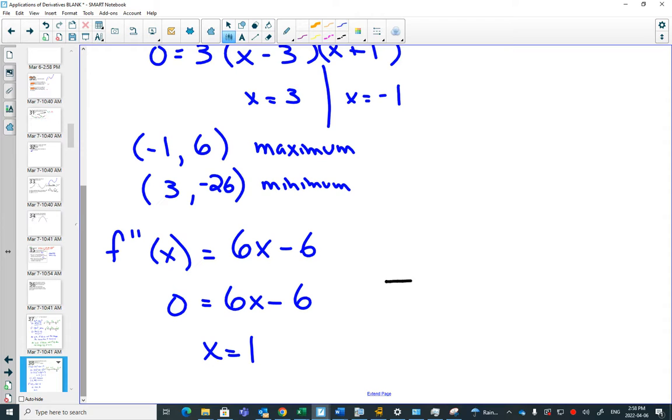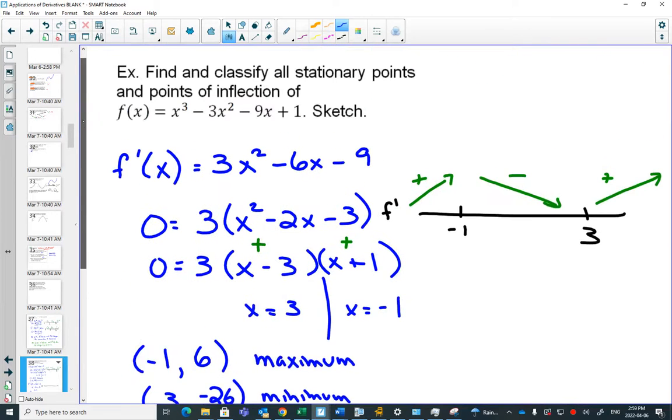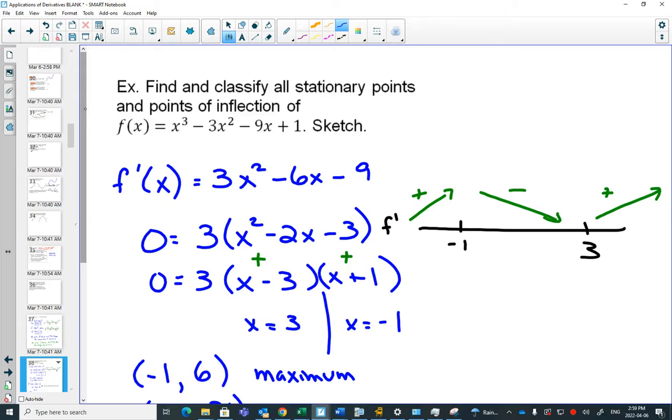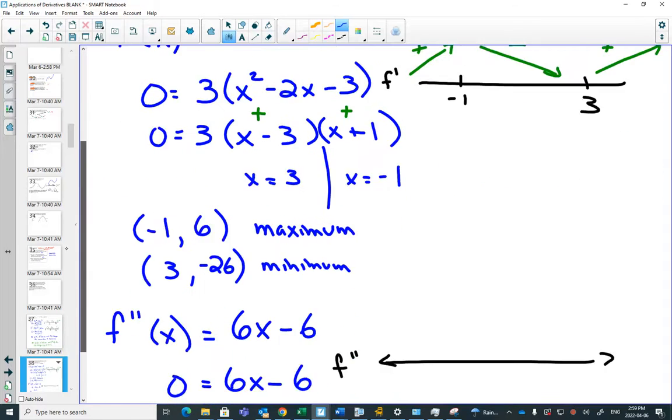So now we can make a number line with our second derivative. We can find the point. It's going to be 1 comma. And if we're going to find the point, we plug it into the original function. So original function, plugging in 1. We'd get 1 minus 3, -2, minus 9, plus 1, -10.